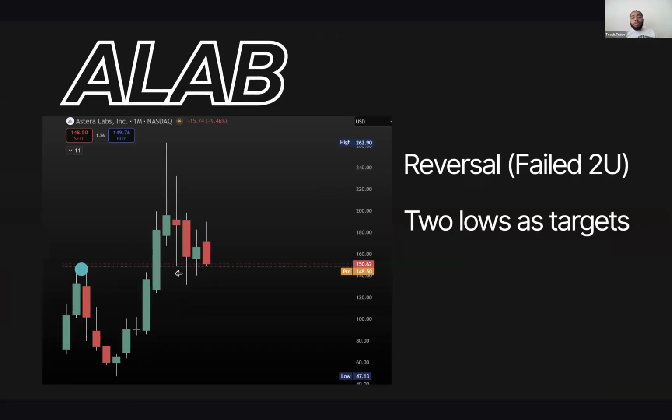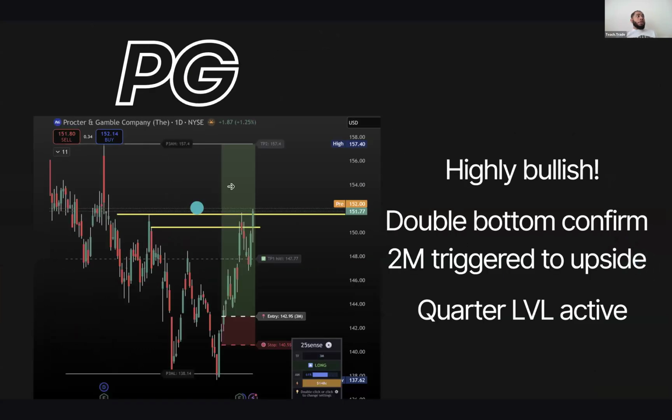It seems some of the semis are going to be cooling off. But as Jamal mentioned, they are still a high priority area for a lot of tickers, and Astera Labs is one of them. On the flip side, we mentioned Pepsi and a few others, and the consumer staples are looking pretty healthy actually, and PG is one.